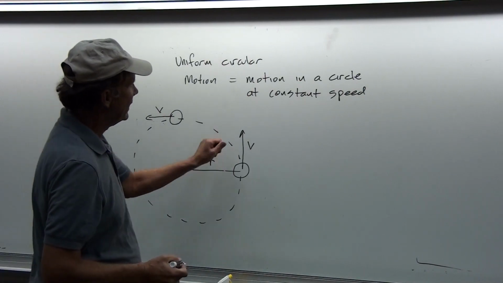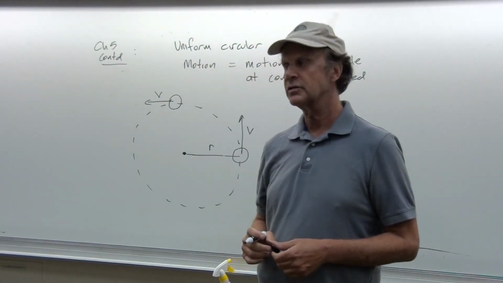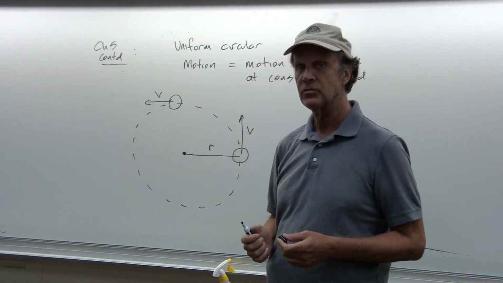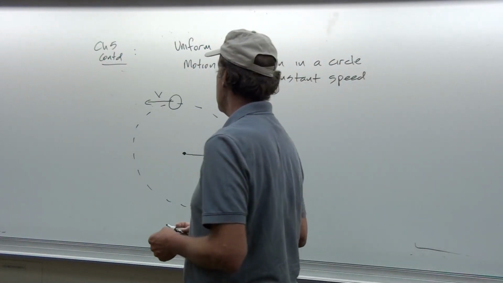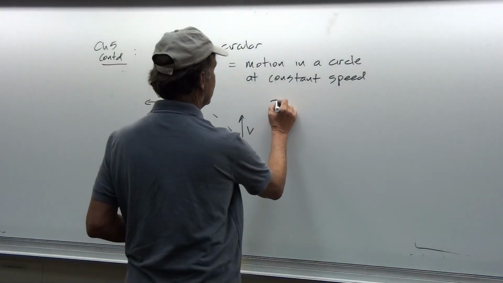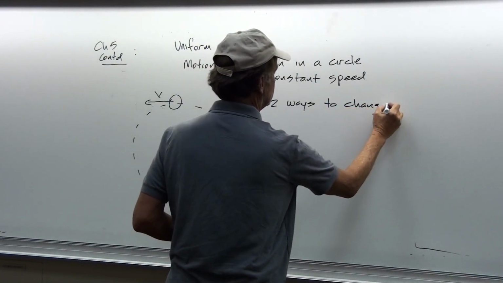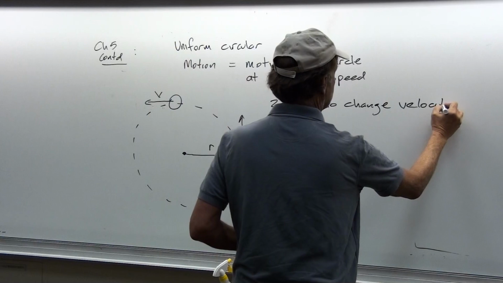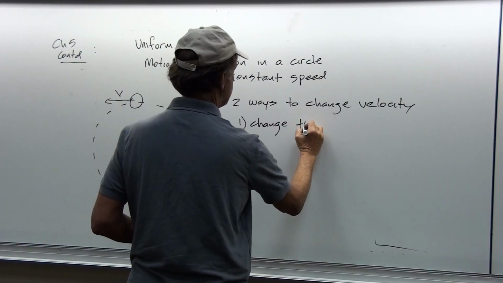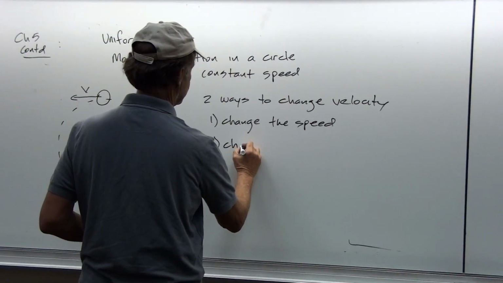All that means is that the length of the vector is staying constant. But because it's uniform circular motion, the direction of the vector is constantly changing. And that creates an acceleration too. Remember that our definition of acceleration is a change in velocity. So there's two ways you can change velocity. You can change the speed, which we're not doing here, or you can change the direction, and that is what we're doing here.